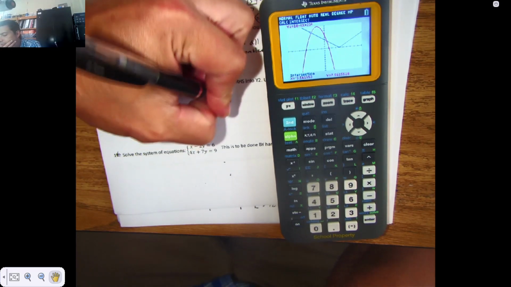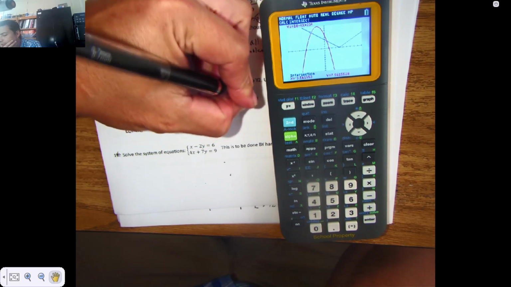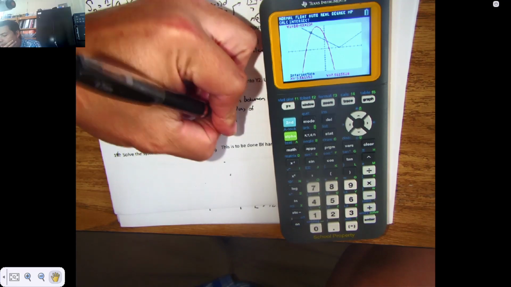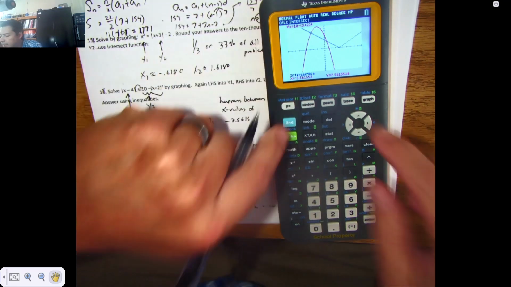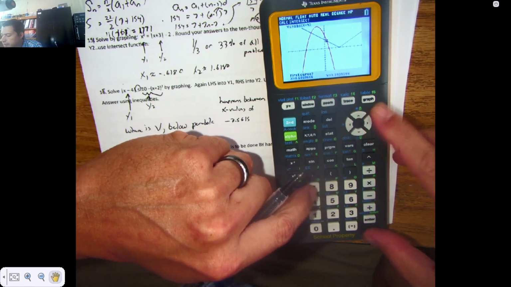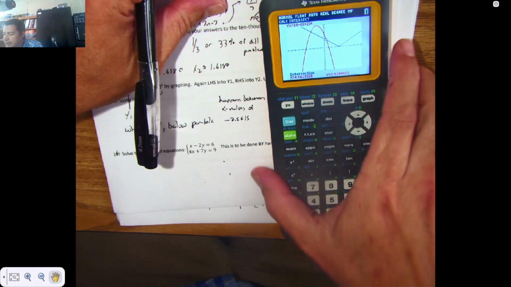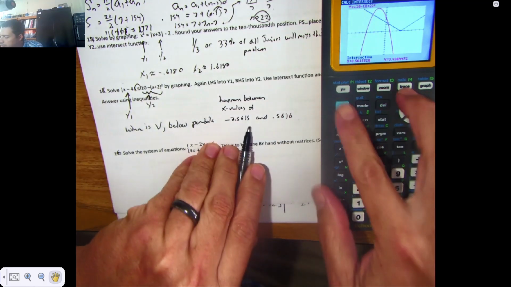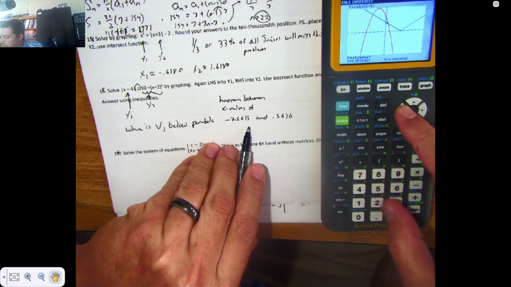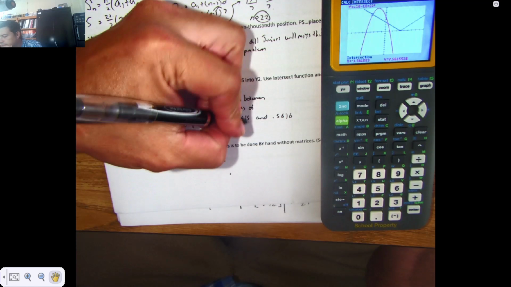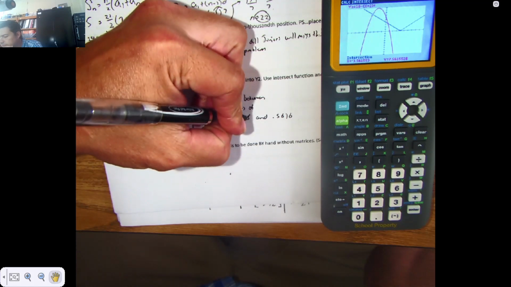So this happens between x values of negative 3.5615 and whatever this x value is. Enter, enter, enter. 0.5616. I bet that was supposed to be a 6. Yeah, that was supposed to be a 6.